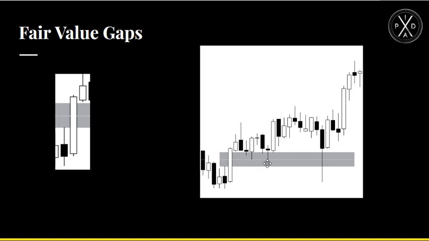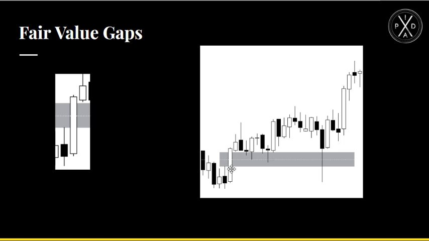So price will come back down before going back up. As you can see in this example, price actually overshoots this fair value gap, but just know that it's okay if price wicks below or above a fair value gap, as long as the bodies of the candles respect the fair value gap, then we know that it's still valid. So as you can see here, the bodies of these candles still close at or above this fair value gap.